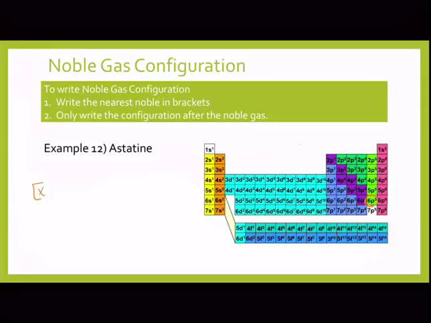So astatine is there in group 7. So the noble gas before it is xenon. So we write Xe in the brackets. We have 6s2, 4f14. There are 14 electrons in that f shell. 5d10 and 6p5.